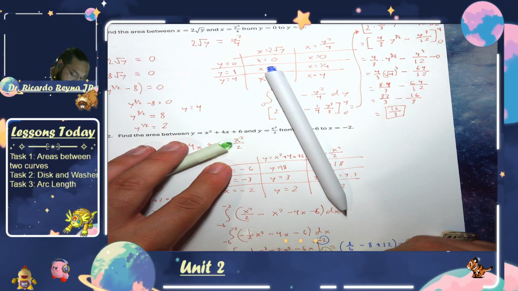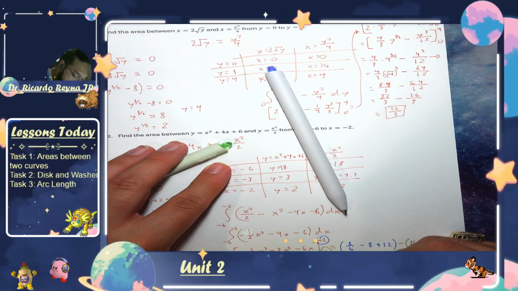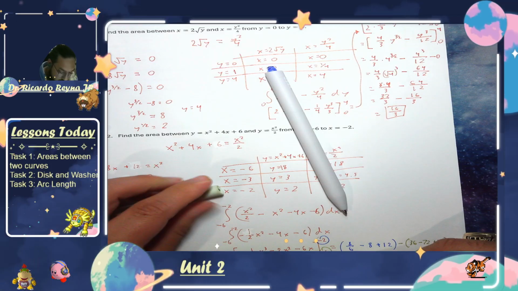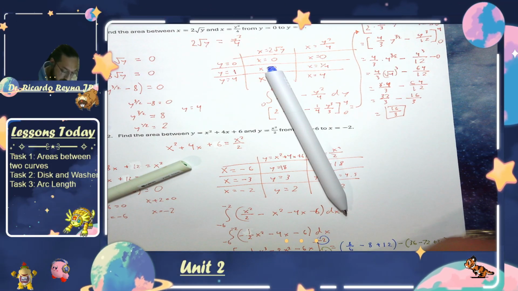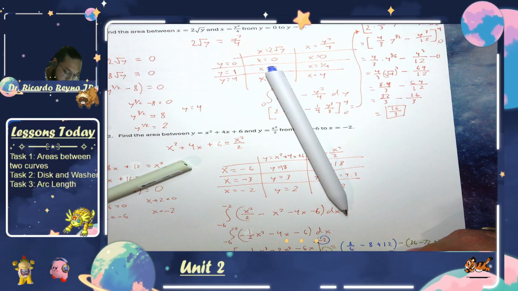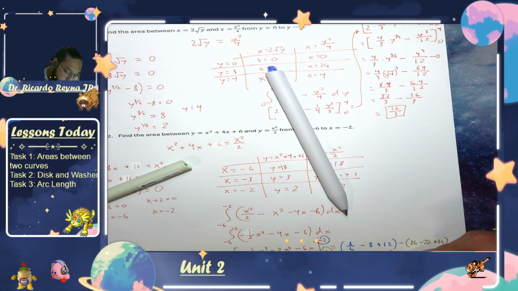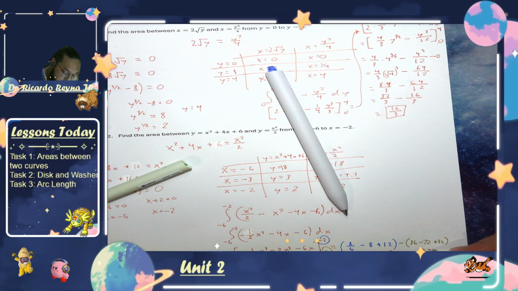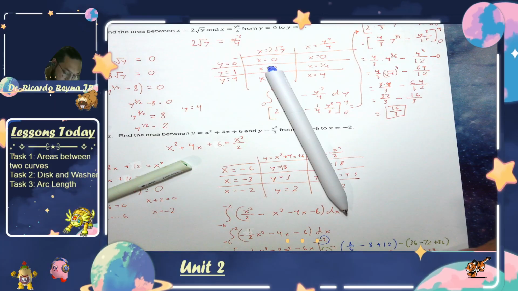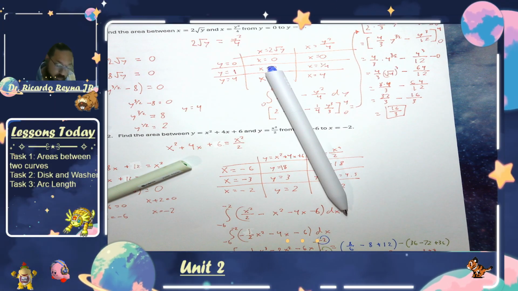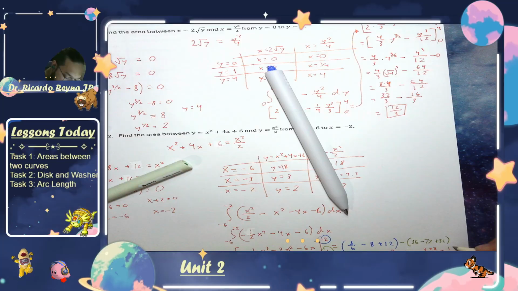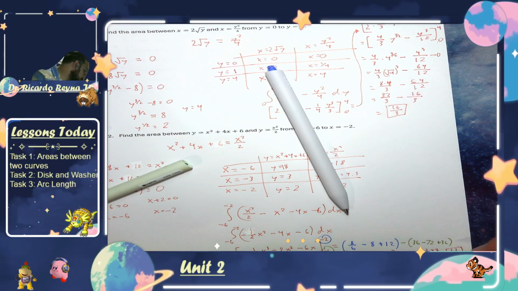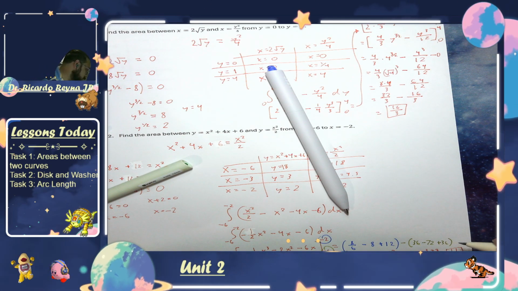Okay. 8 over 6 plus 4. Let me simplify this. Both of those are divisible by 2. So 3 over 2 plus 4. Cross multiply, we got 3 plus 8 over 2. Cross multiply, butterfly method. We have 11 over 2 as our final answer. Okay, let me just double check.